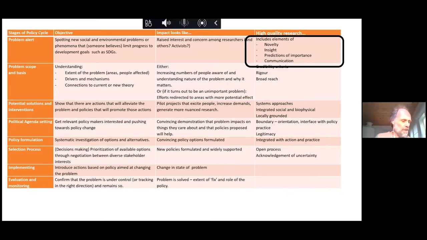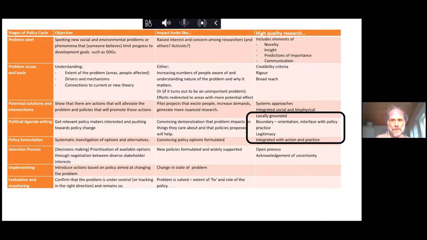Looking at the research quality column here, much the same thing applies. We can identify characteristics of the research that make it fit for purpose, and those will be very different at different steps. For example, at the top, novelty must come in strongly, whereas legitimacy is crucial later on in the process, maybe down here.